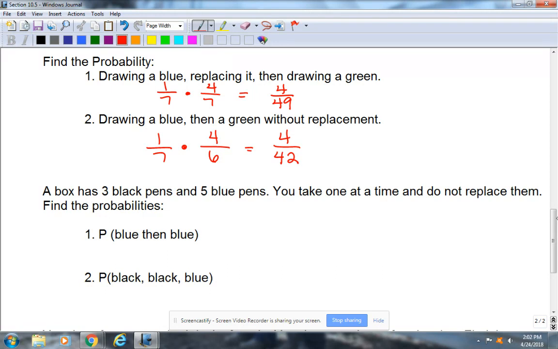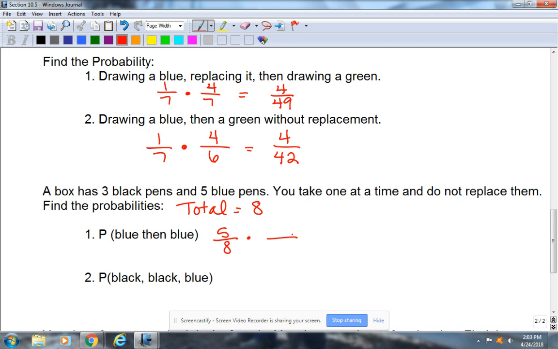So first, if I'm doing probabilities, I have to know the what? Total. How many total pens are in the box? 8. 8 total. Okay. So what's the probability that the first one I get is blue? How many are blue? 5 out of 8. Okay. So I reach in, I get me a blue pen, and I keep it out. And then I go in, I reach for another blue pen.